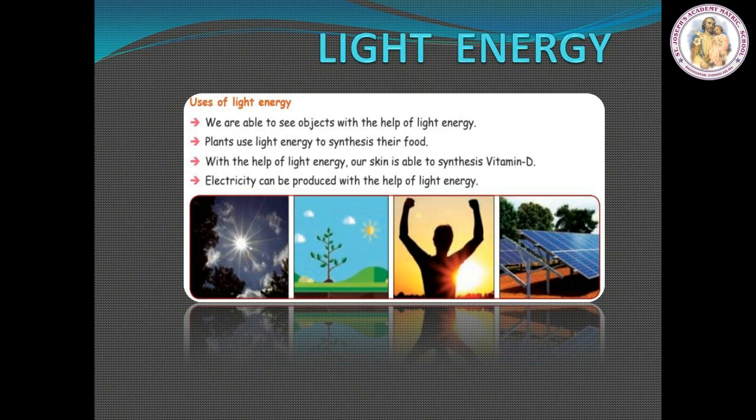Light energy. Light is a form of energy which travels in the form of wave. It contains a particle called photon, which are the minute packets of energy. It is the only form of energy visible to the human eye. Light does not require any medium to travel. It travels at a speed of 3 lakh km per second. Sunlight takes 8 minutes to reach Earth.